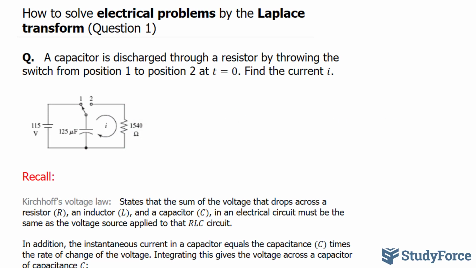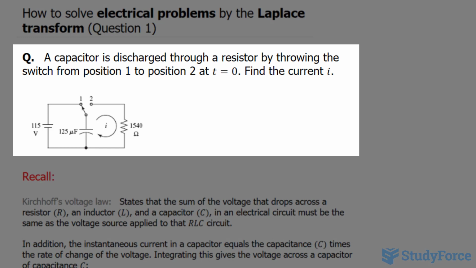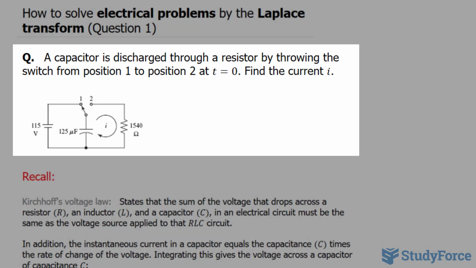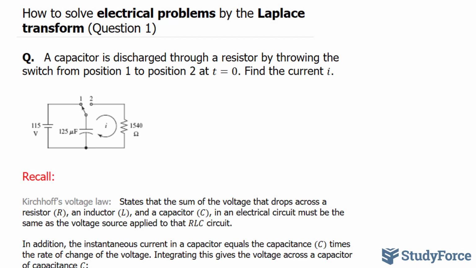In this lesson, I'll show you how to solve electrical problems by the Laplace transform. This is question number 1. The question reads, a capacitor is discharged through a resistor by throwing the switch from position 1 to position 2 at time equal to 0. Find the current I. Take a look at this circuit.